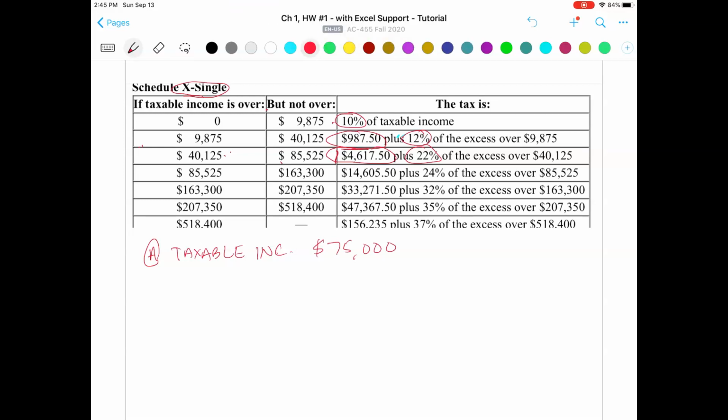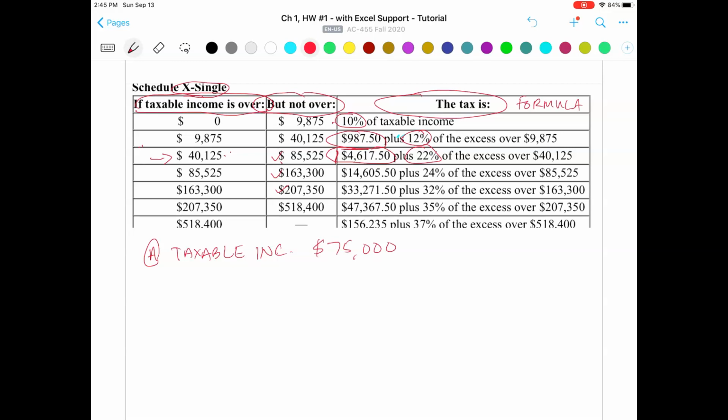So the table is saying if taxable income is over, and then we're given a series of numbers in this column, okay? If it's over an amount, now Chuck is going to fall in here. His income is definitely over $40,000. But now let's move to the next column over. But not over $85,000, $163,000, $200,000, and I'm reading these numbers going down. Then the tax is, and this column is giving us the actual formula that we need to use.